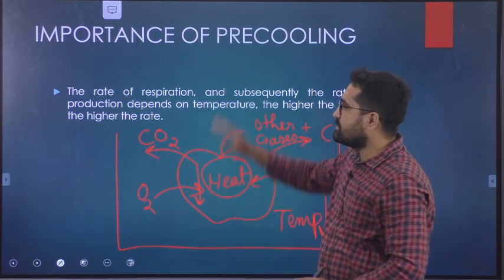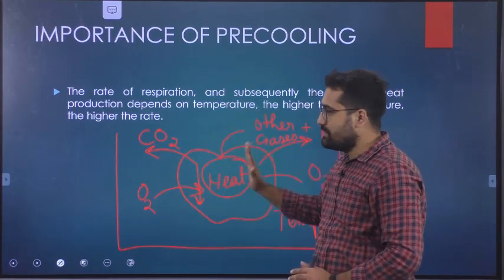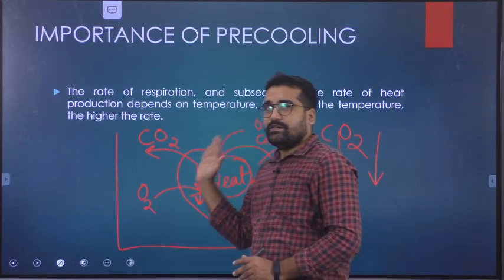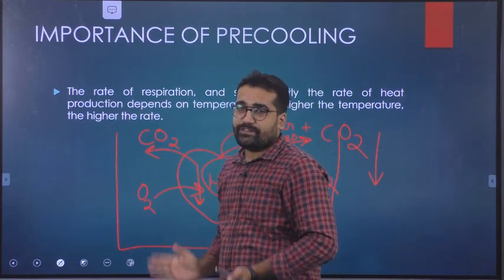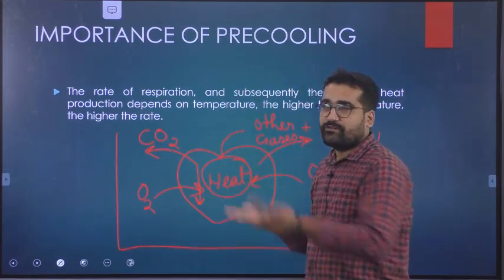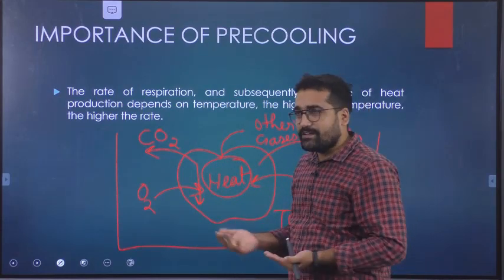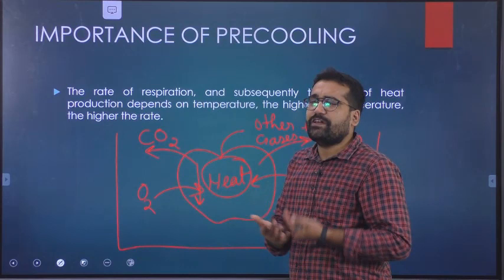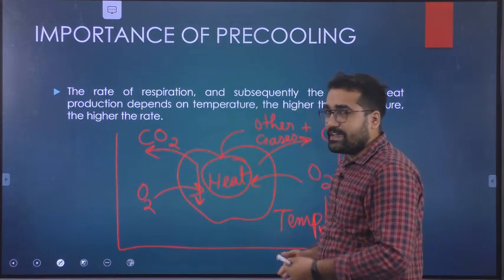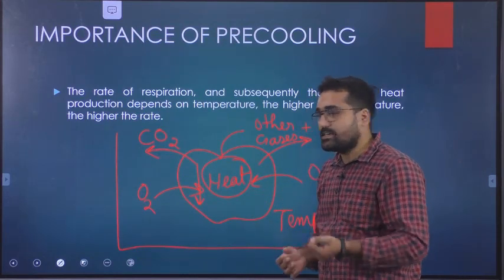So the first benefit is to reduce the rate of respiration. How? By reducing the ambient temperature. When the temperature is comfortable, the fruits will respire slowly, and if we decrease the temperature further, the fruit will respire very slowly, and hence the shelf life of the product will be increased.